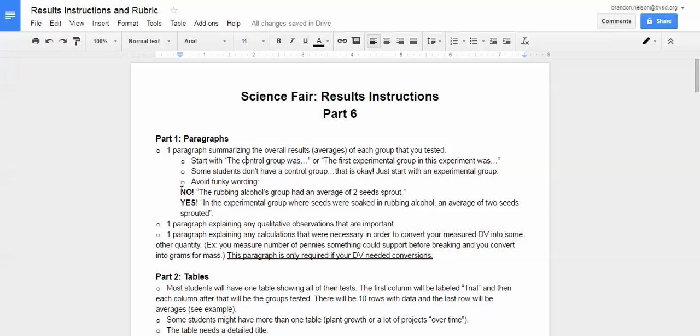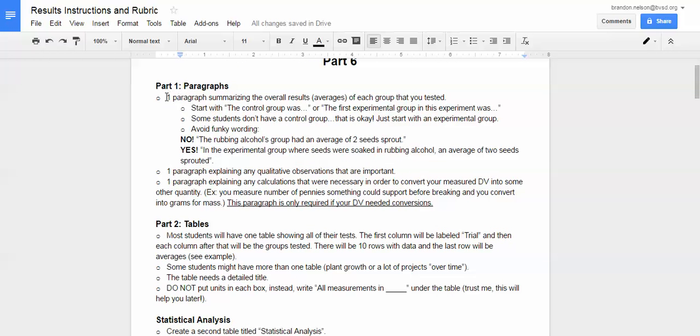Some things that I typically see that you should not do is phrasing that looks like this. If you were going to do an experiment on how does rubbing alcohol affect seeds, some people write the rubbing alcohol's group had an average of 2 seeds sprout. Rubbing alcohol doesn't have a group. It doesn't own a group. What you would say is something like this. You might have to check your grammar. In the experimental group where the seeds were soaked in rubbing alcohol, then you can say what happened.